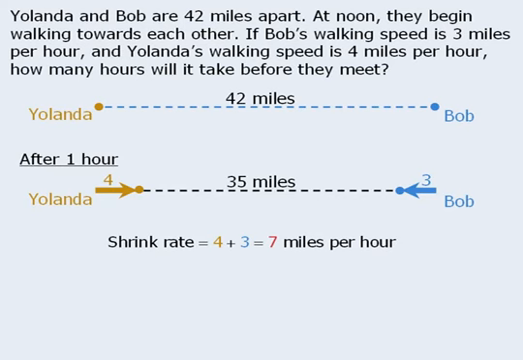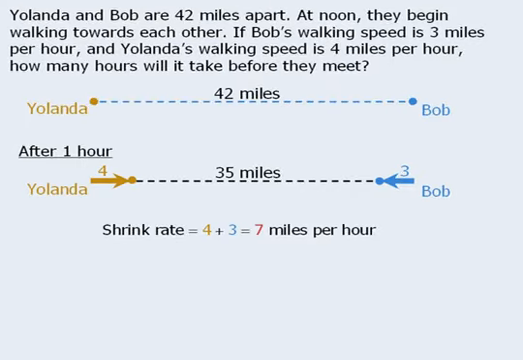Now our goal is to determine how many hours it will take for them to meet. So if Yolanda and Bob were 42 miles apart when they began walking, we want to know the time it will take for the distance between them to shrink from 42 miles to 0 miles.